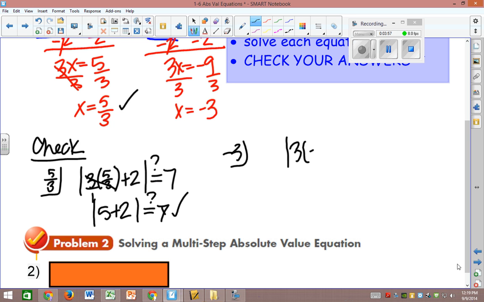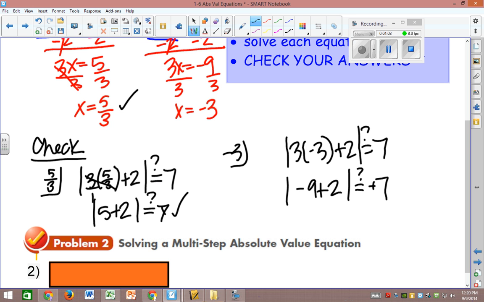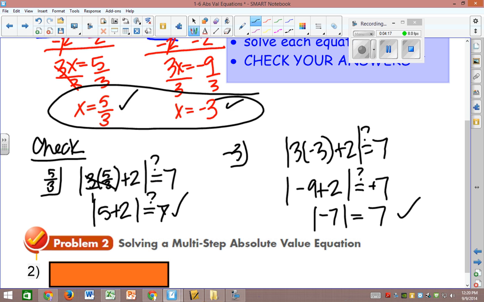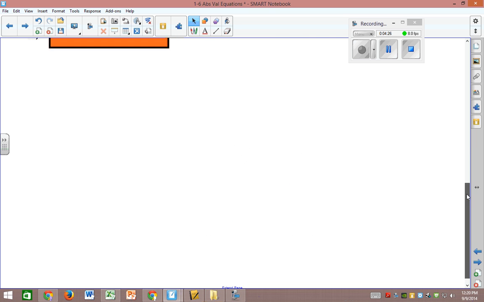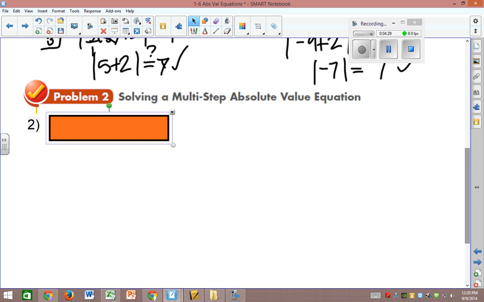Absolutely. All right, negative 3 in the little box here. 3 times negative 3, we're going to add 2, and we want to know, is that equal to 7? So negative 9 plus 2 is negative 7, and then this is the absolute value of that. So now is that true? Which certainly does. Okay, check. That means we got 2 solutions. There are going to be some problems in this section where you have 2 solutions. Sometimes you will only get 1 solution, and it is possible to get no solutions, so nothing checks.